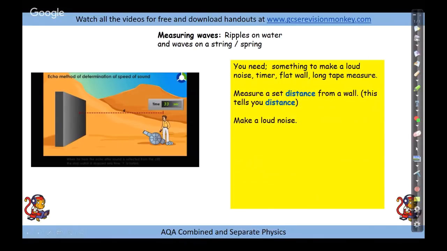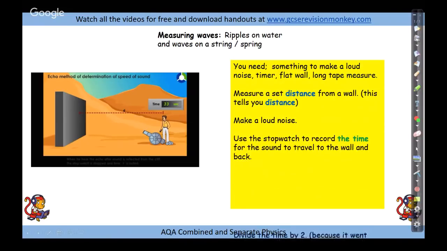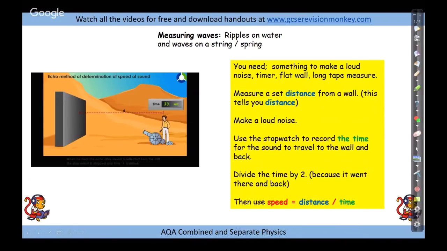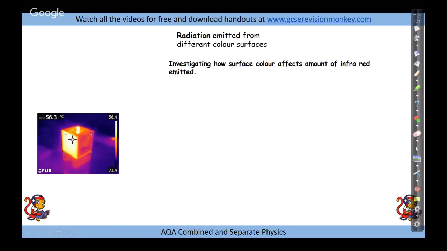This is going to tell you the distance you are from it. Make a loud noise. Use the stopwatch to record the time for the sound to travel to the wall and back. Once you've got that time, divide it by 2, because it went there and back again. Then use speed equals distance divided by time to find the speed of sound in air. Not as accurate as the previous method, but of course you could repeat this a lot of times. Increasing the distance you are away from the wall would also increase the accuracy of your experiment.